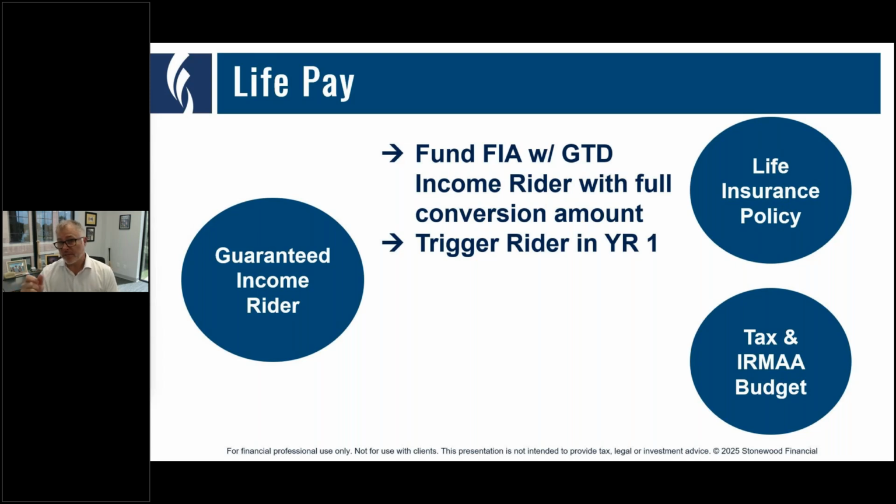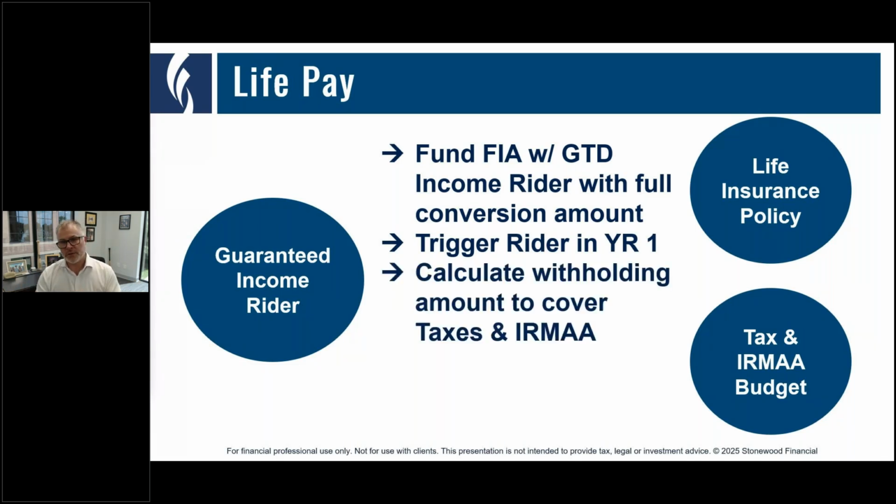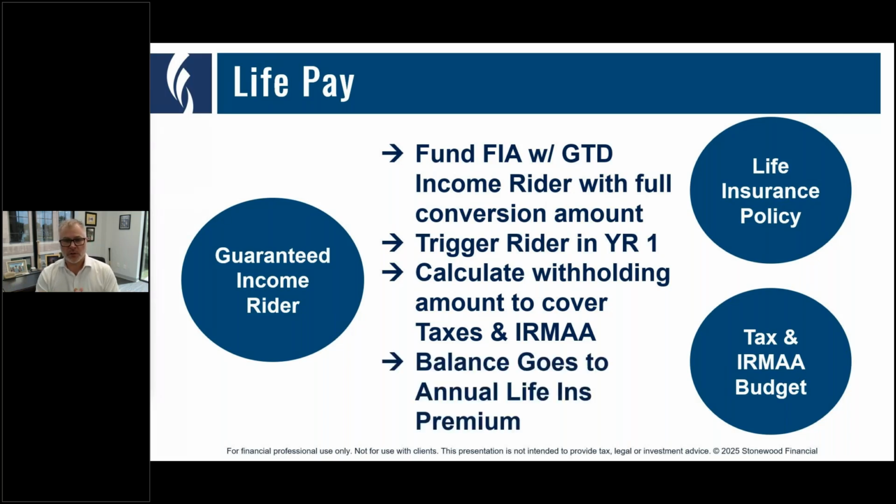Now, your plan is going to vary based on the annuity contract you're using. Some of them allow you to trigger that rider right away. Others, you might have to wait a year to trigger the rider. If that's the case, we've accounted for that in the process guide. You just look through it and we'll show you how to calculate it based on which path you're taking. And then we're going to calculate the withholding amount, because what we're doing here really is withholding. Once we trigger that rider, when the payment comes out, what do I want to set my withholding percentage at to make sure that we have enough to account for both taxes and any additional IRMAA surcharges? And then, of course, the balance goes to the life insurance premium.